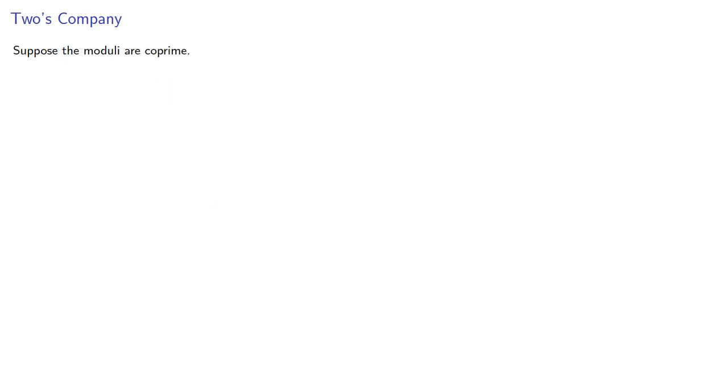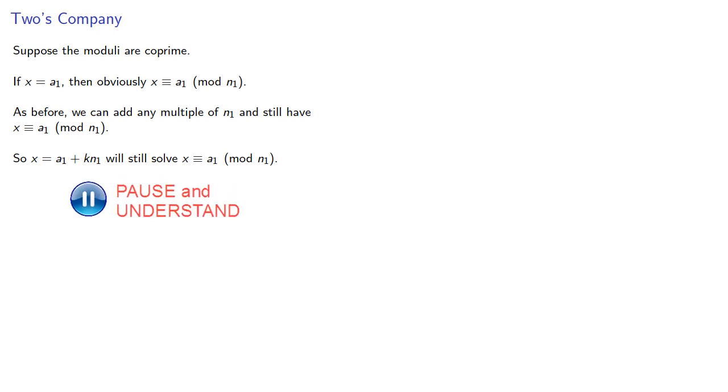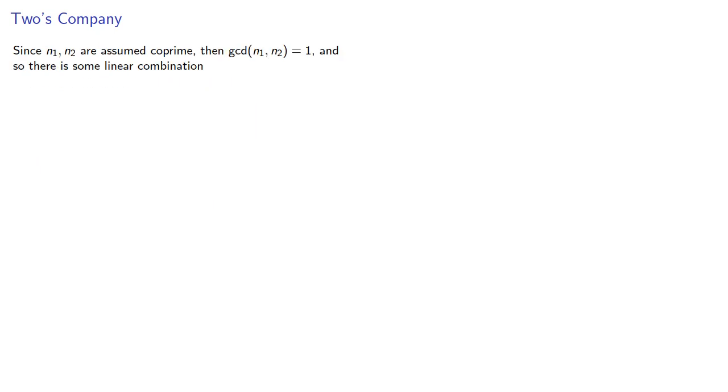If x equals a1, then obviously x is congruent to a1 mod n1. And as before, we can add any multiple of n1 and maintain our congruence. So x equals a1 plus something times n1 will still solve our first congruence. And so we want to find k where a1 plus k n1 is congruent to a2 mod n2. Now, since n1 and n2 are assumed coprime, then the greatest common divisor is 1, and so we know there's some linear combination that gives us 1.